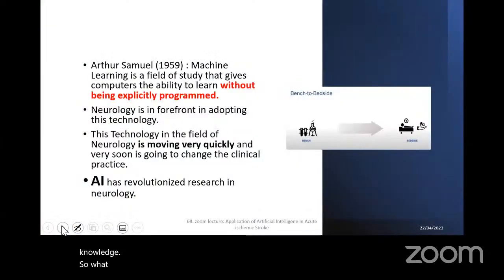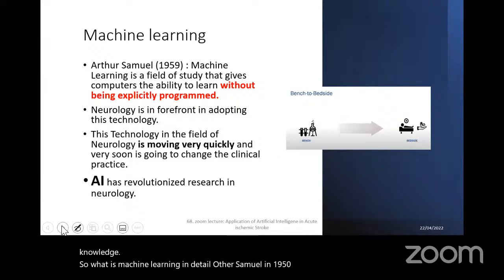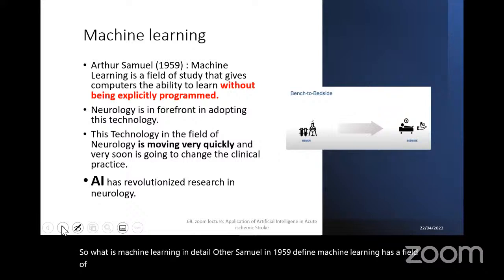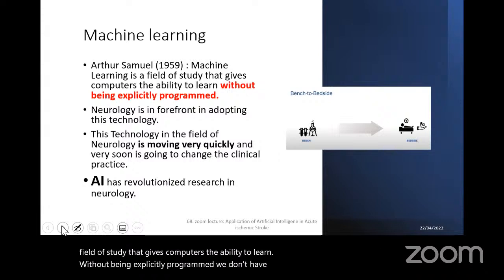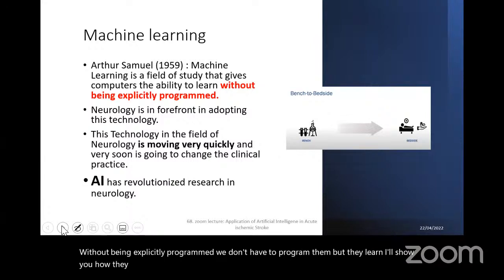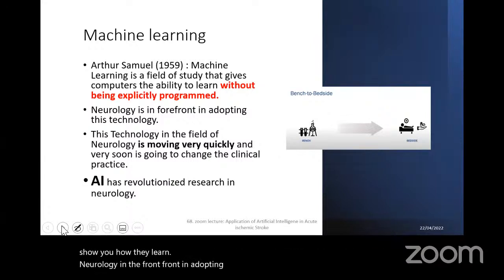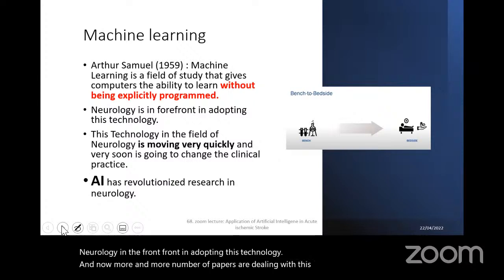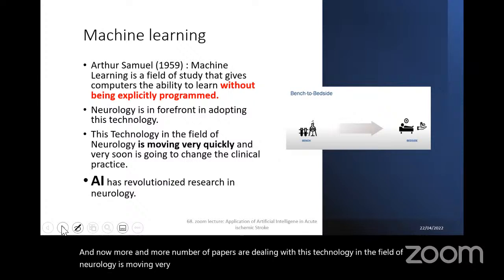So, what is machine learning in detail? Arthur Samuel in 1959 defined machine learning as a field of study that gives computers the ability to learn without being explicitly programmed. We don't have to program them, but they learn. I'll show you how they learn. Neurology is at the forefront in adopting this technology, and more and more papers are dealing with this. This technology in the field of neurology is moving very quickly. Very soon it is going to change clinical practice. In fact, AI has revolutionized research in neurology.